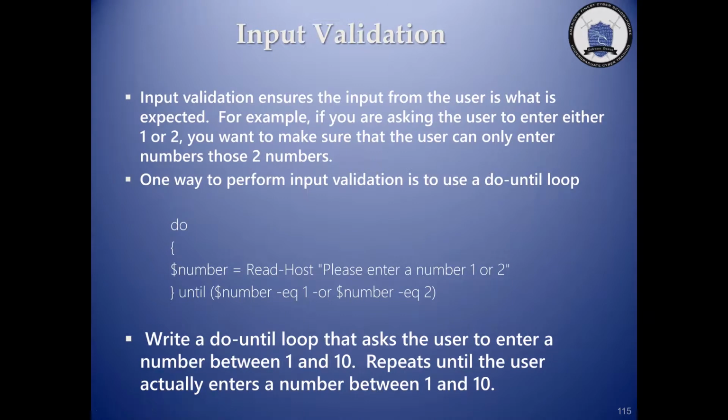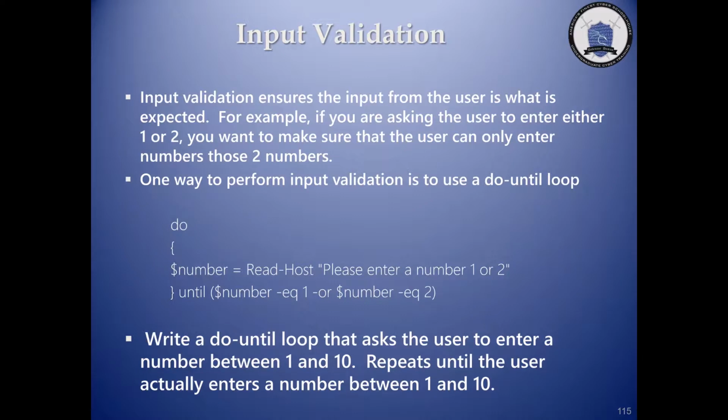All right, next we're going to talk about input validation. So input validation just ensures the input from the user is what is expected, right? For example, if I'm saying, hey, user, input a number between 1 and 100, input validation is validating that the number they put in is between 1 and 100. So if they put in a negative number, of course, we don't want that. If they put in a number that's greater than 100, of course, we don't want that. So again, input validation is just validating that what they entered is something that you actually expected them to enter.